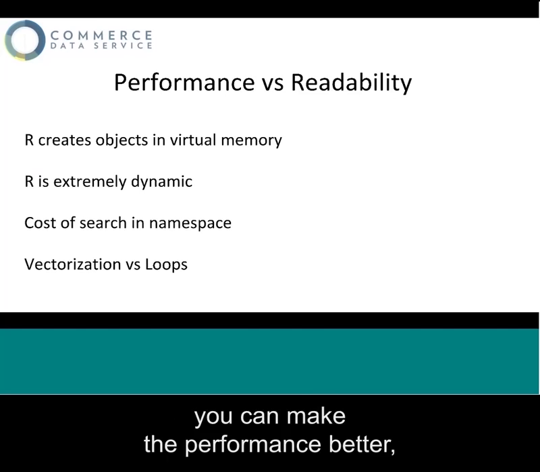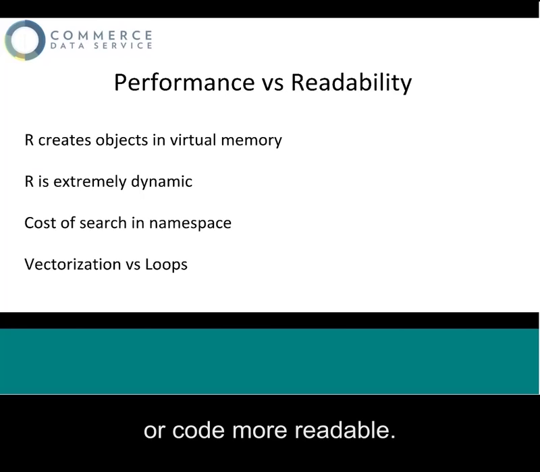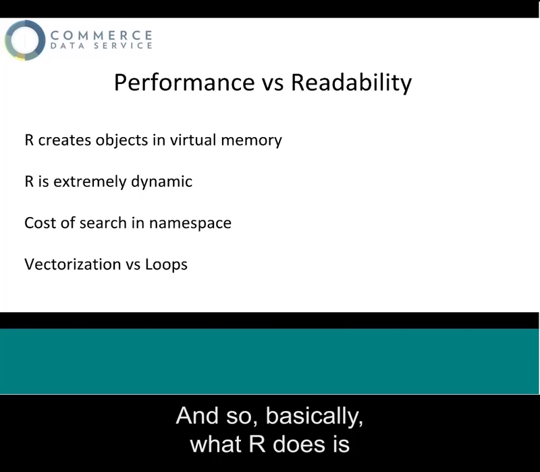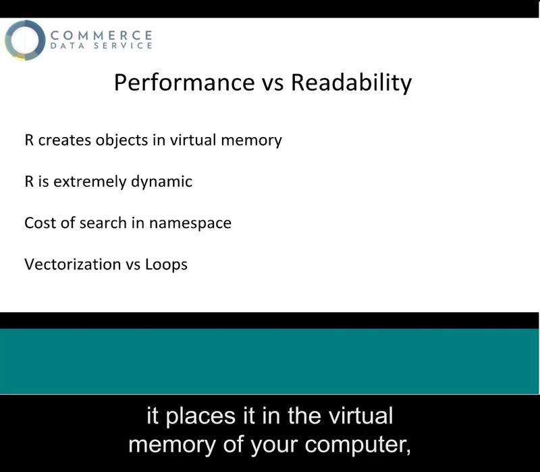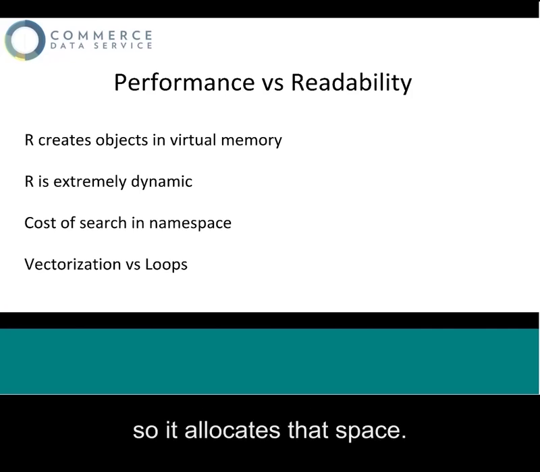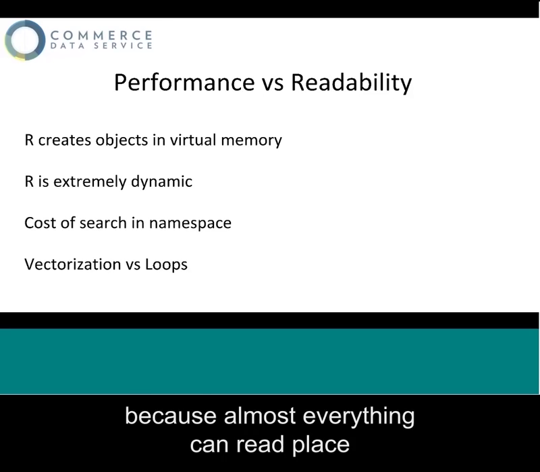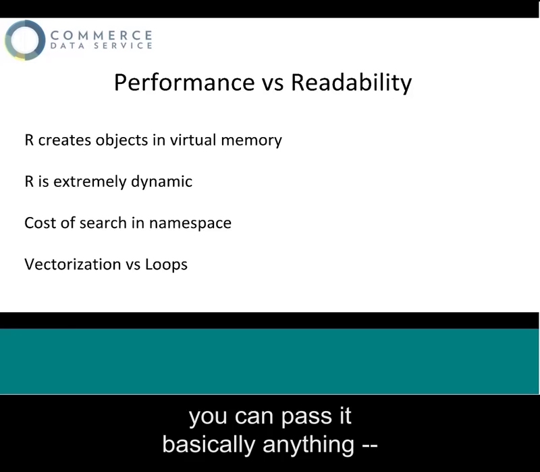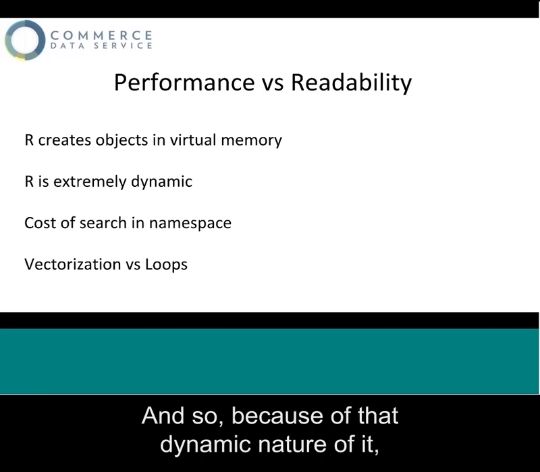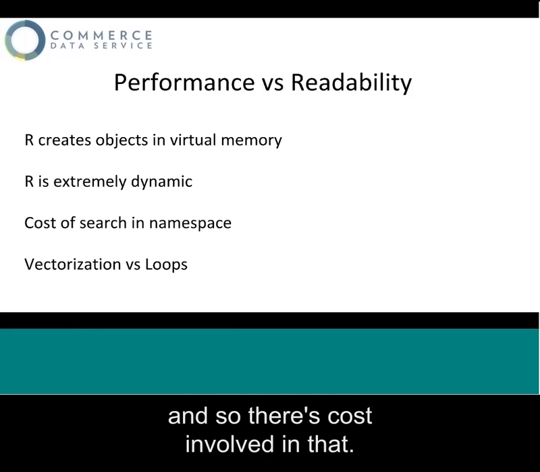And what we're asking is, you can make the performance better, but often at the cost of making your script, your code, more readable. And so basically what R does is, when you define an object, it places it in the virtual memory of your computer. So it allocates that space. R is built to be extremely dynamic because almost everything can be replaced except for the default functions. So you can pass it basically anything, you can make new functions. And because of that dynamic nature, it has to search the namespace each time you call a new function. And so there's cost involved in that.